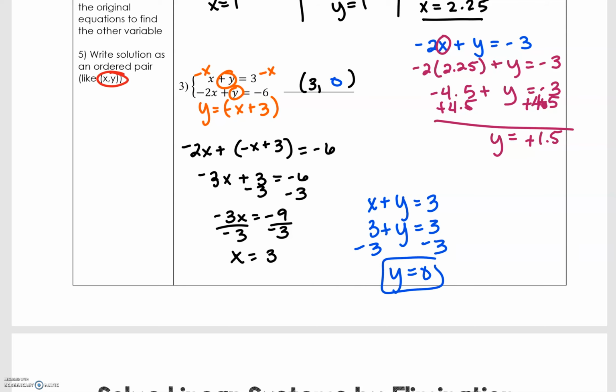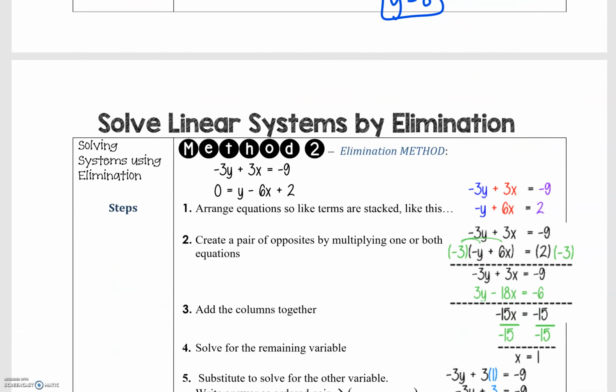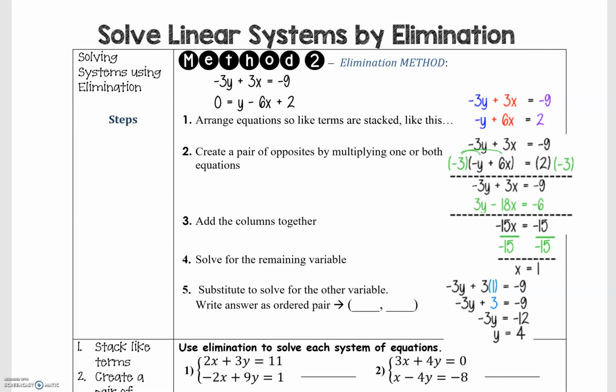All right, double check your answer that you got 3 for x and 0 for y. We're going to take a look next at elimination. Elimination is probably my favorite because we're getting rid of stuff.